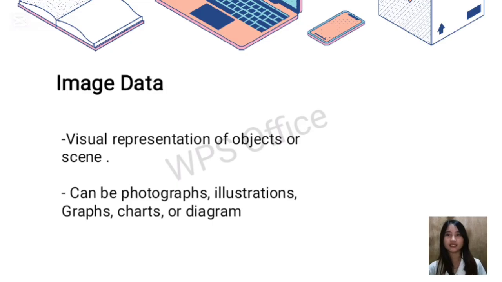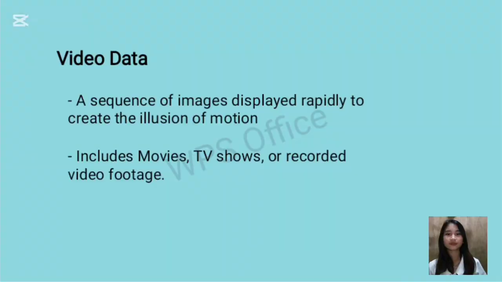The second one is image data. Image data is a visual representation of an object or scene. It can be photographs, illustrations, graphs, charts, or diagrams. It can be stored in various formats like JPEG, PNG, or GIF. The third one is video data.